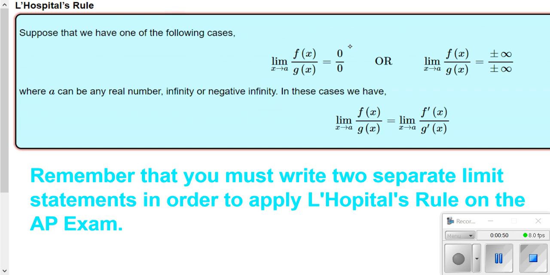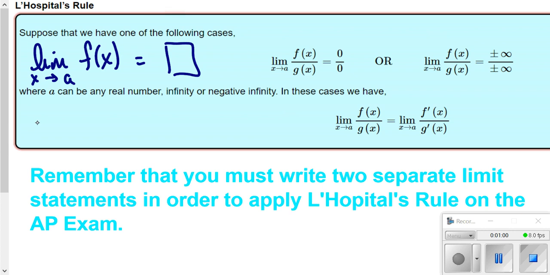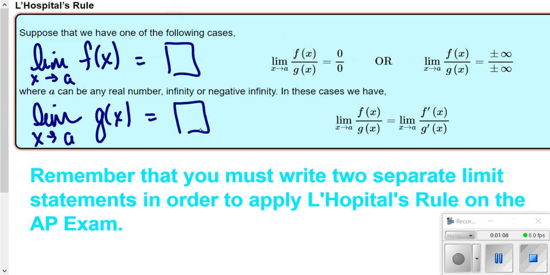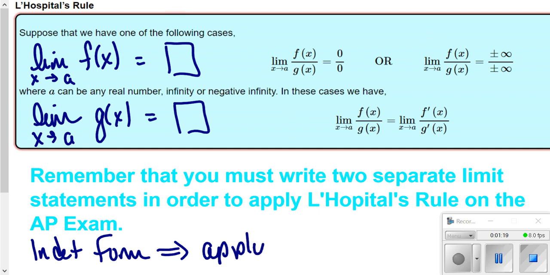Bear in mind that we need to be very rigorous here. We want to write the limit of the numerator as we do whatever it says equals something like 0 or an infinity. And we want to write the limit of the denominator is something like 0 or plus or minus infinity. And then we want to say that means I have an indeterminate form, which means I can apply L'Hopital's rule.